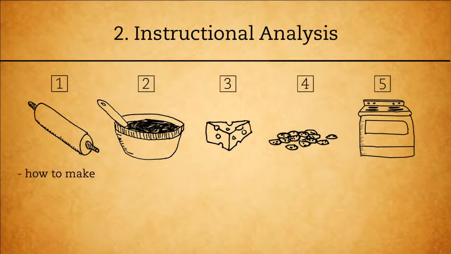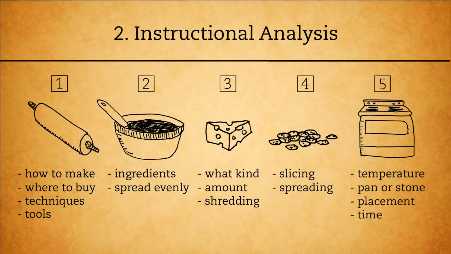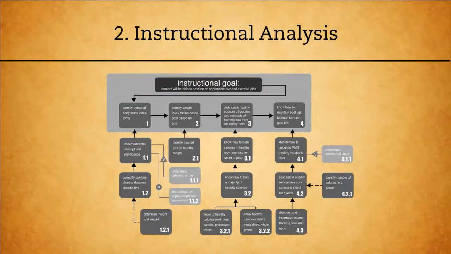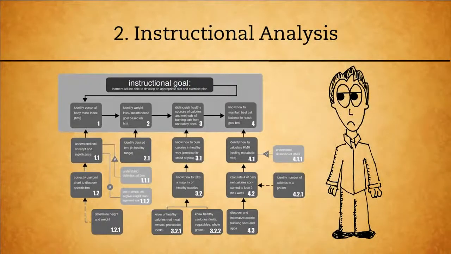Your friend has to know how to make dough or where to buy it. He needs to know what techniques and tools are required to roll it out. He needs to know the ingredients of the sauce and how to spread it out evenly. There are basic steps, but each step can have its own sub-steps. A finished instructional analysis is a chart that looks something like this. It is very specific and outlines the goal steps learners need to have to achieve the instructional goal. Many instructional designers are continually adding to and refining their instructional analysis as they go through the other steps of designing training.